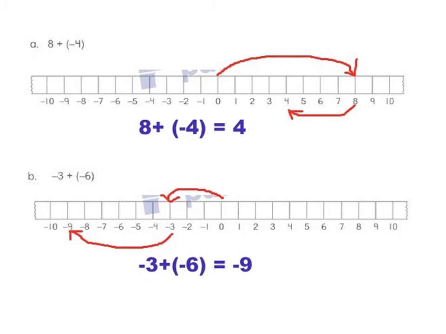Moving on to the second question, that is question number B. The question is minus 3 plus minus 6. So first of all, there is minus 3. So we will move 3 steps to the left hand side from 0. That will take us to the position minus 3 in the number line. Then from minus 3, we have to again move 6 steps to the left. Why? Because it is minus 6. That will take us to the position minus 9. So minus 3 plus minus 6 gives us minus 9.